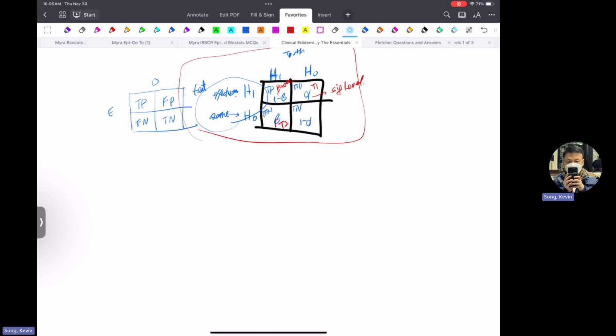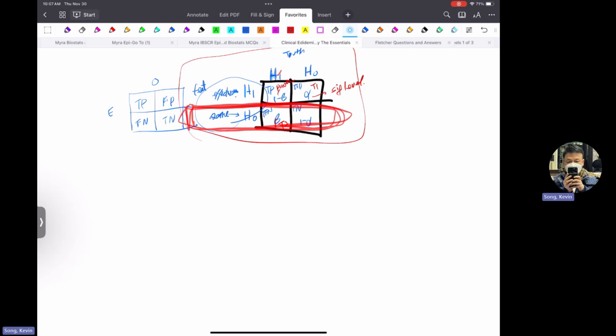So H0 means that simply the test is the same. Okay, and if it turns out that the test says that it is the same, then we just look at only this row. So can you make the type 1 error here? No, you only make the type 2 error, right? If the H1 is true.